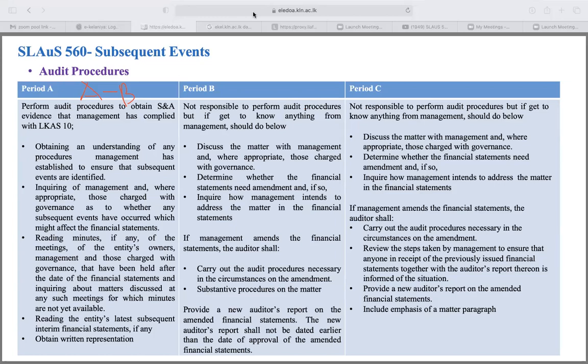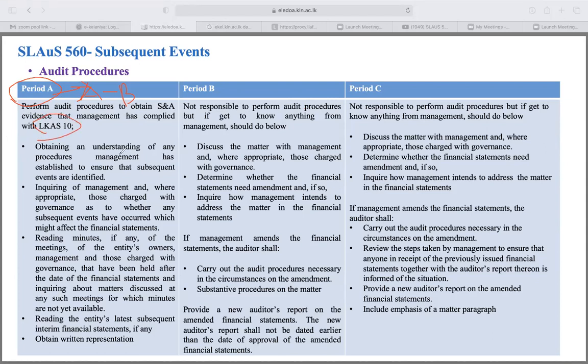Statement date and auditor's report. Yeah, basically the statement date and the auditor's report date. So that is period A. So what are the audit procedures we need to do if anything happens between two dates, right? So let's see. Perform audit procedures to obtain sufficient and appropriate audit evidence that management has complied with LKAS 10.